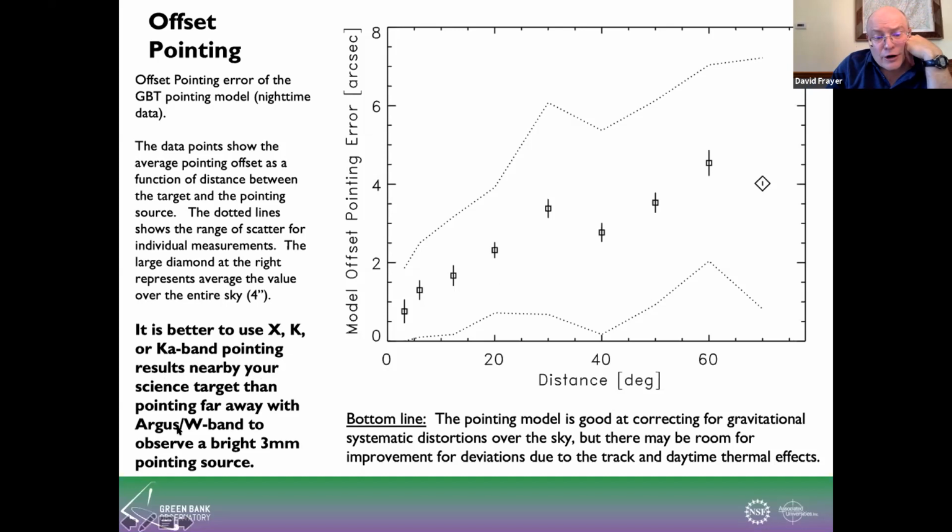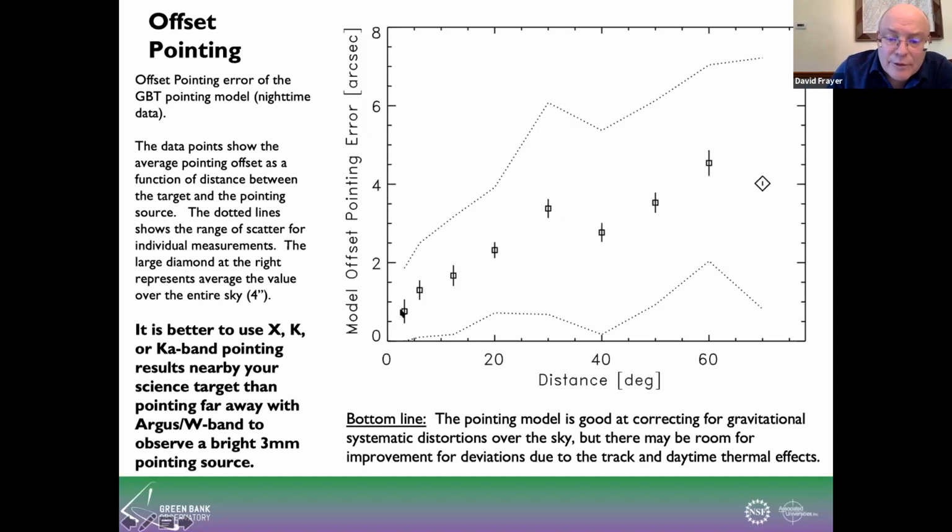If you do Argus observations and W-band observations, I would argue it's better to use a different approach. The problem with Argus and W-band is that there are not very many bright sources on the sky, so you have to point on something bright. So the question is, would you go 30 degrees away to get a bright Argus source to point on, or do you go nearby? And then you have to switch receivers. Based on these offset pointing results, it's better to use your lower frequency receiver and point nearby your science target than far away with Argus, for example, where you might have to go 30 degrees away.